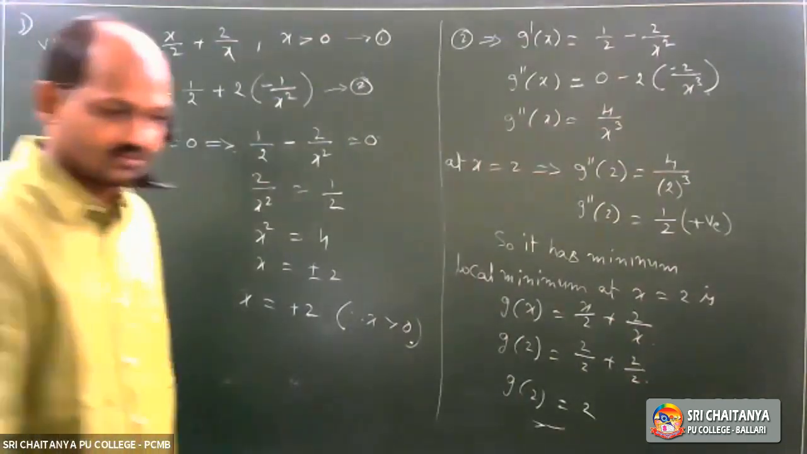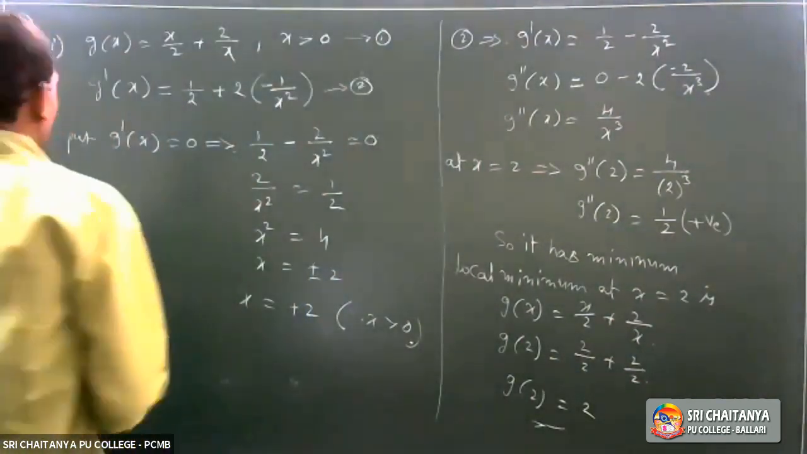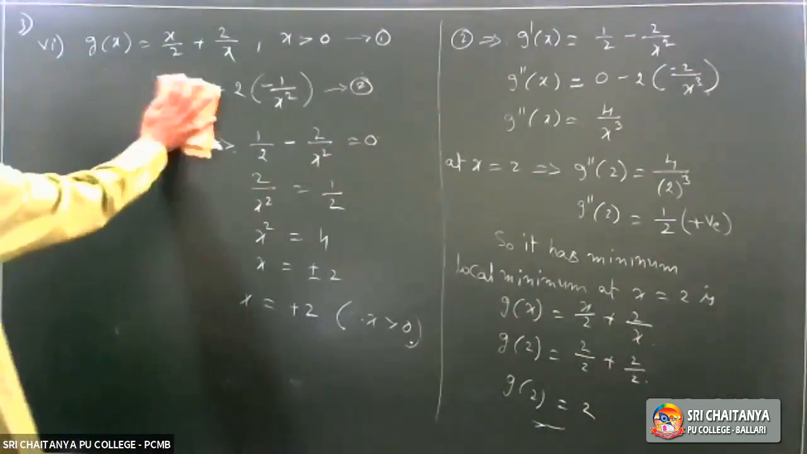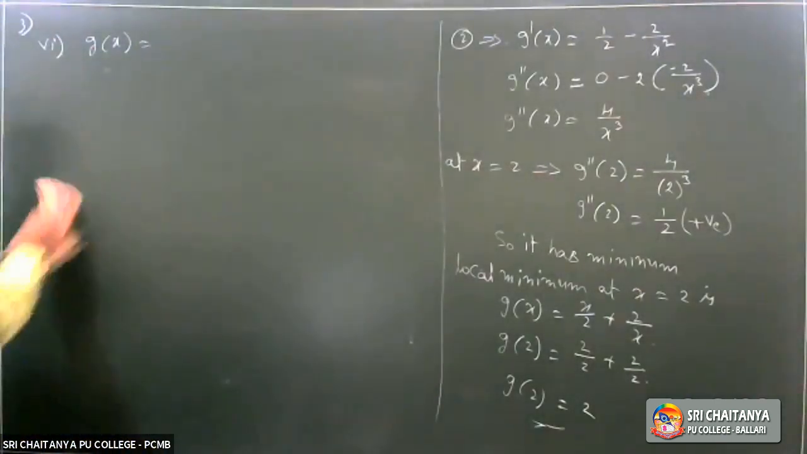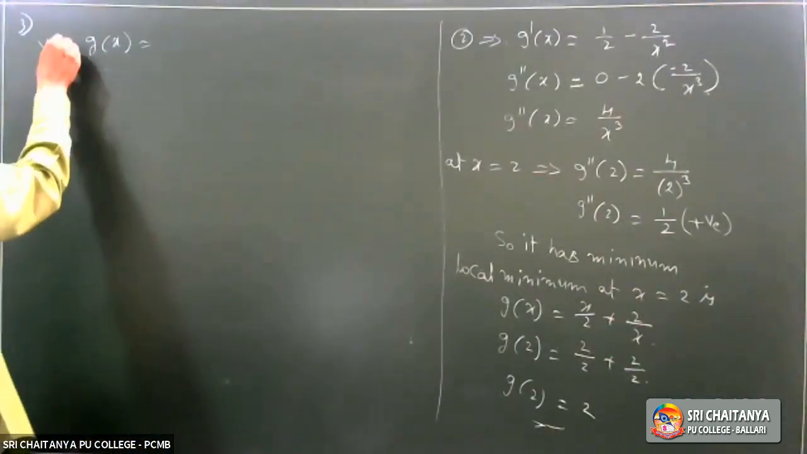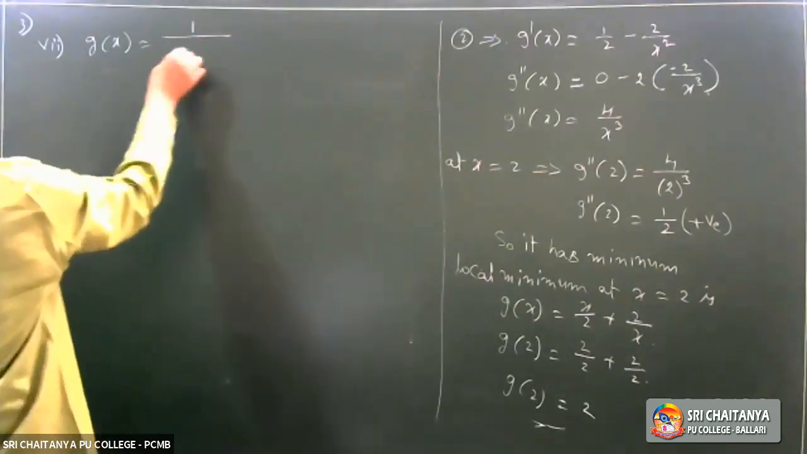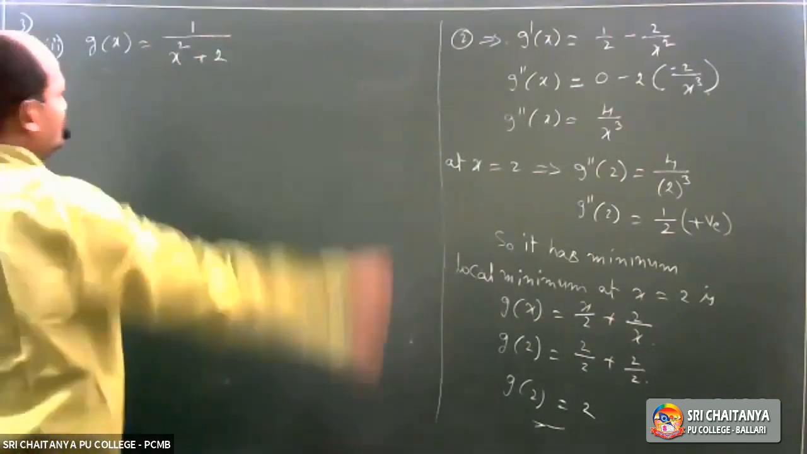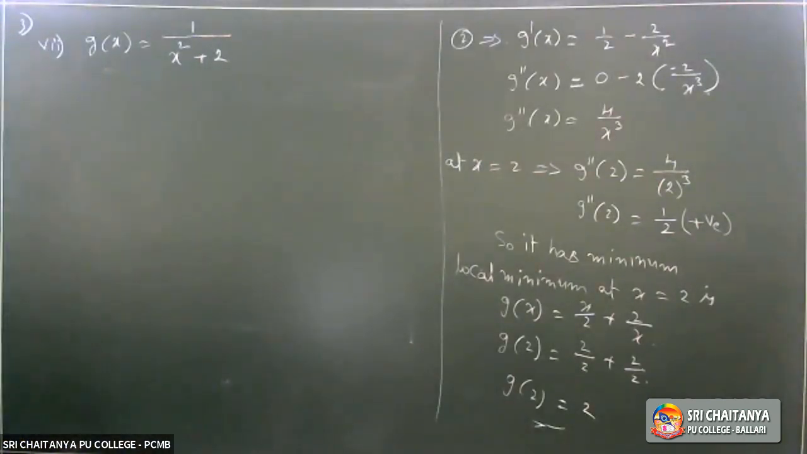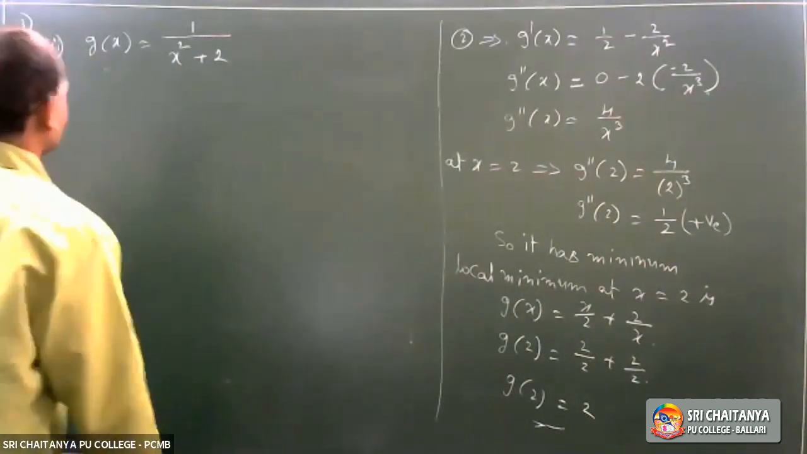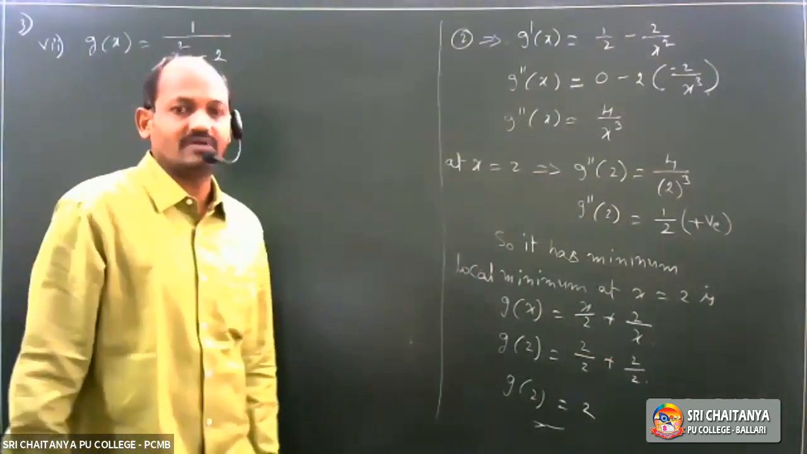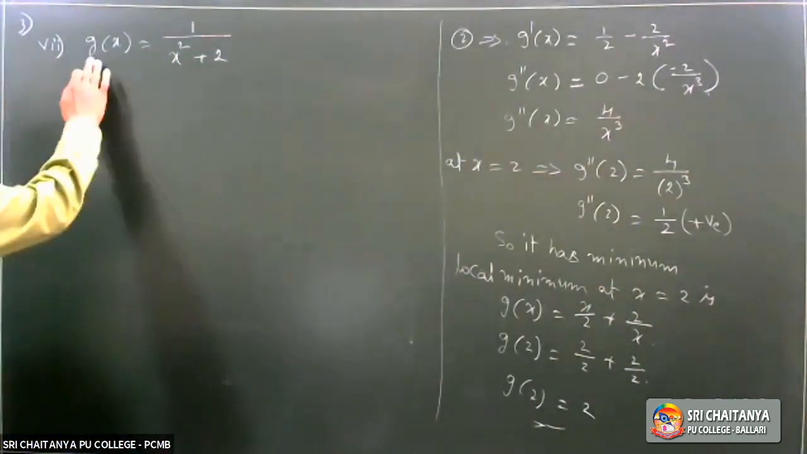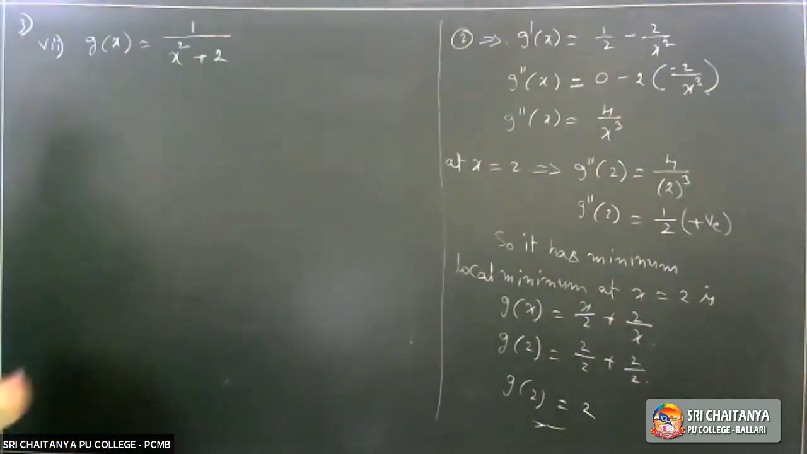Okay, write down the next question. Seventh one: g of x is equal to 1 divided by x square plus 2. Same condition. Find the local minimum, local maximum. So here g of x is equal to 1 divided by x square plus 2.